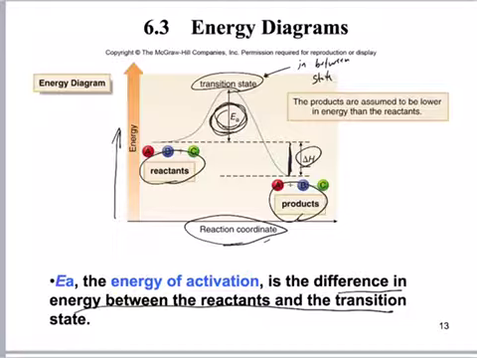Now, let's take a look at this reaction diagram. Is this an endothermic or an exothermic process? Well, how do I know? The products are lower in energy than the reactants. If the products are lower in energy than the reactants, that means that the products have stronger bonds. We know that in exothermic reactions, the bonds are stronger in the products than they are in the reactants. So this is an exothermic process.